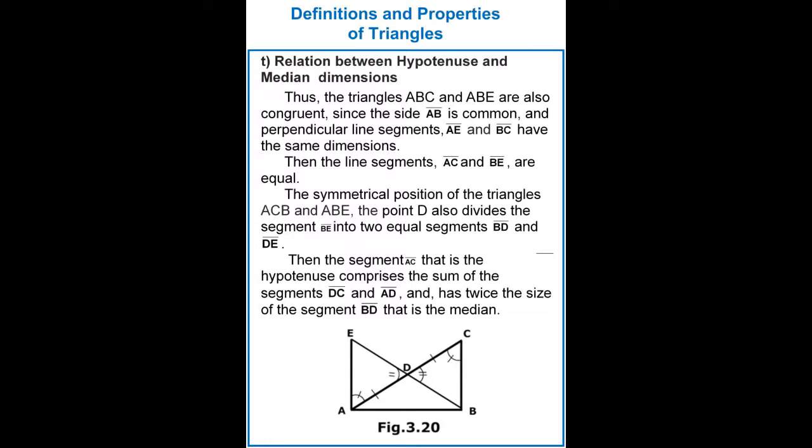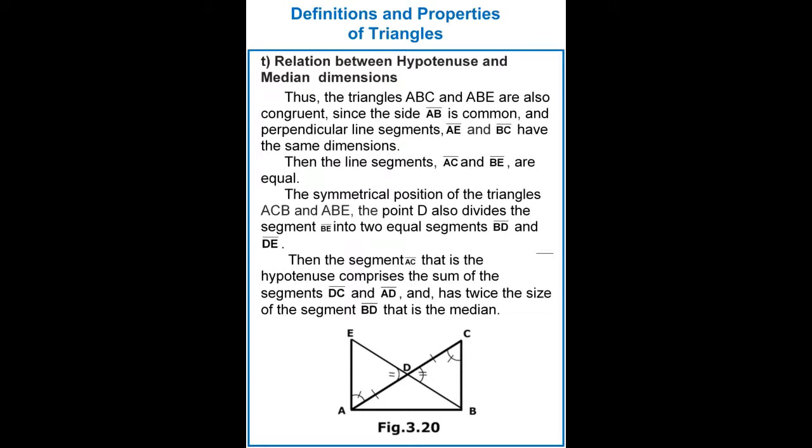In this new and last slide of this class, it's shown that the ABE and ABC triangles are also congruent. That is, they are equal because the AB side is common and the AE and BC perpendicular line segments have the same dimensions. Then the line segments AC and BE are equal. Because of the symmetrical position of the triangles ACB and ABE, the point D also divides the segment BE into two equal segments, BD and DE.